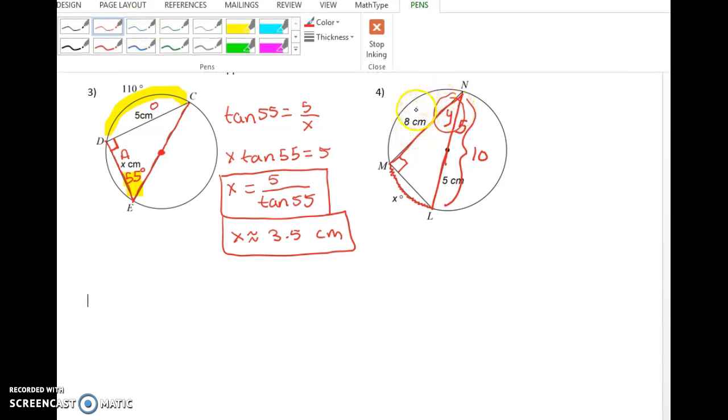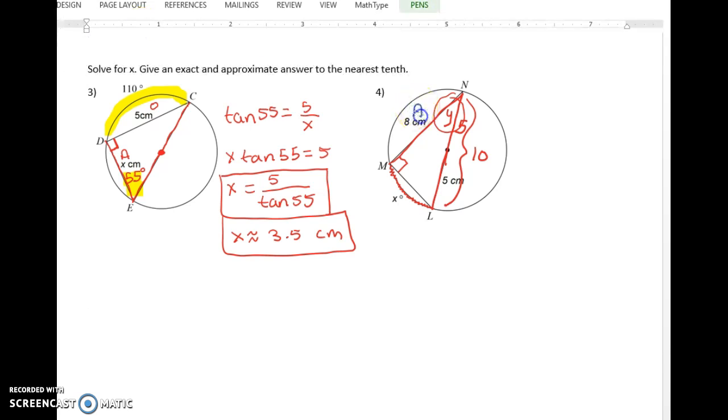Okay, so now labeling my triangle, I'm going to change colors. 8 is my adjacent side. And this here is my hypotenuse. So if I know A and I know H, then I'm going to use cosine. So to solve for y, I'm going to use inverse cosine. So y is going to be equal to the inverse cosine of adjacent over hypotenuse. So 8 over 10.